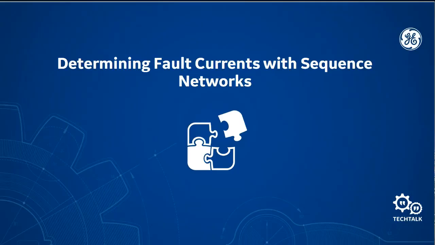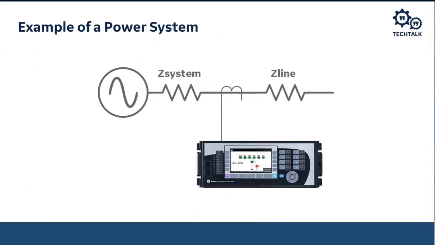And in those few more slides, and why that comes to mind, is this concept of calculating fault currents with the sequence networks. So if I have an example power system, like this power system that I show right here, and this is sort of a simplified version of the power system. I've got a system and a source, and there's some system impedance, and I've got a line impedance in front of it.